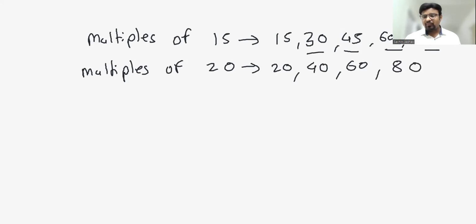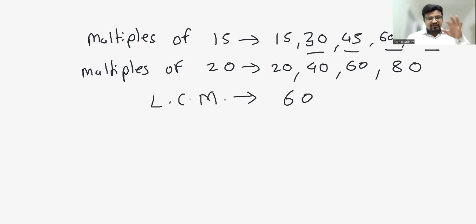Now, in these multiples of 15 and multiples of 20, you can see which is the common multiple. In the same way as common factors, here is the common multiple. The common multiple here is 60, and 60 is the lowest common multiple. That is the first common multiple, which is called the least common multiple. That's why the LCM of 15 and 20 is 60.